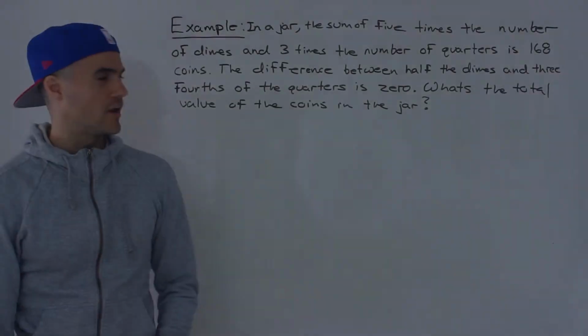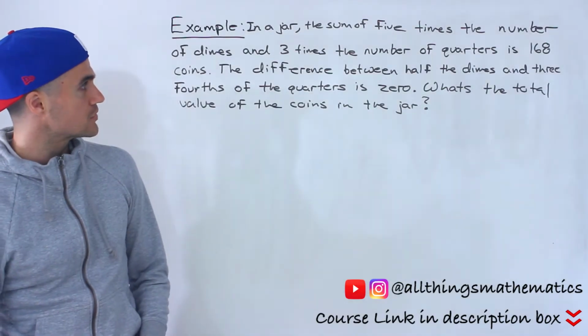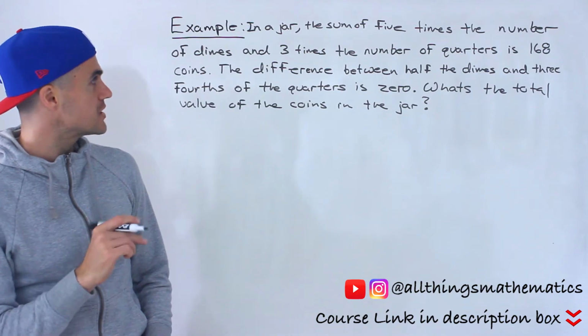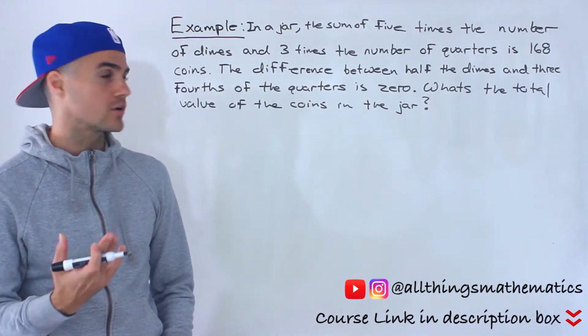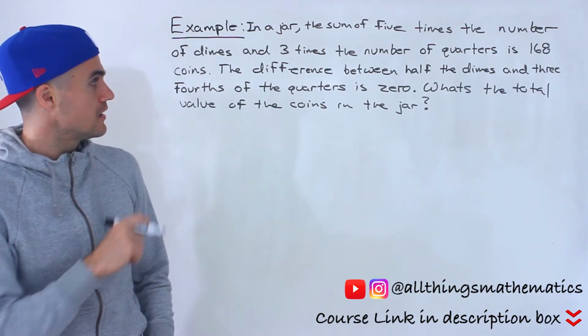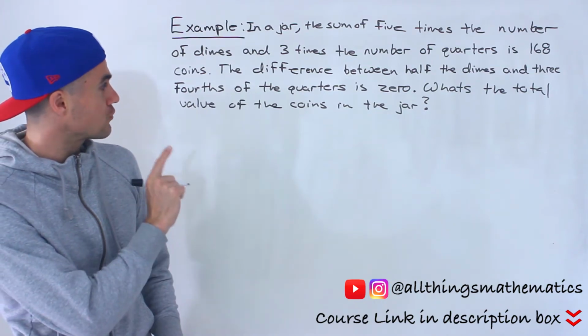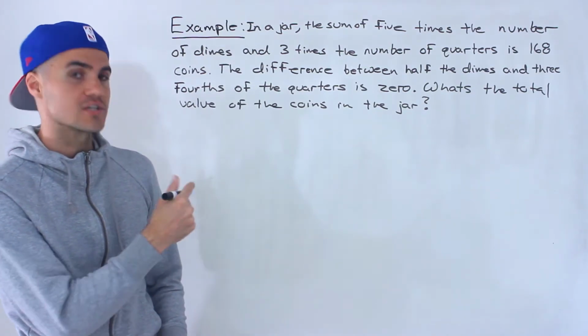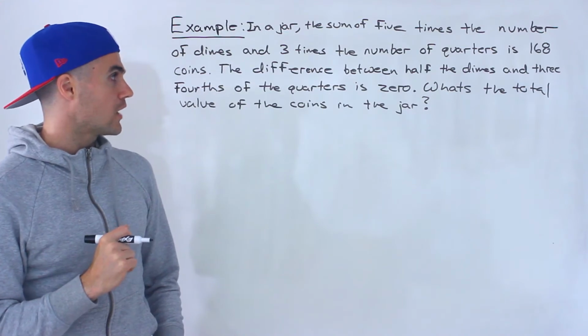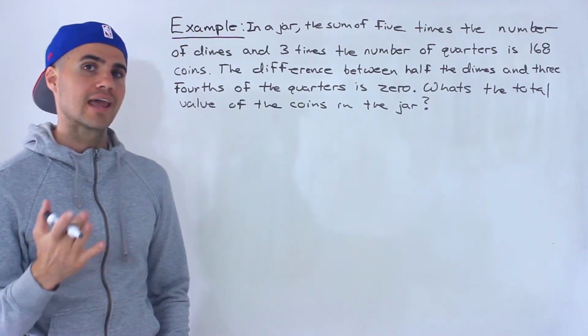Welcome back, everyone. Moving on to the next word problem. So we're told that in a jar, the sum of 5 times the number of dimes and 3 times the number of quarters is 168 coins. The difference between half the dimes and 3/4 of the quarters is 0. And we're asked what's the total value of the coins in the jar.